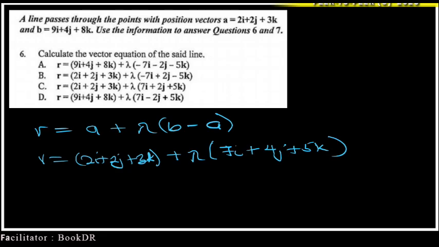We shall compare that to the alternatives. We know definitely the first one is out and the last one is also out. So let's look at this. Option B, 2i plus 2j plus 3k. For the first part, it has it, but because of the negative 7i here, we will not pick B. So the correct answer here is C.